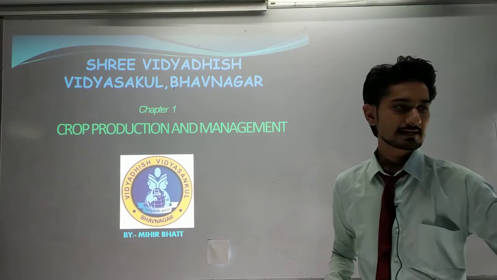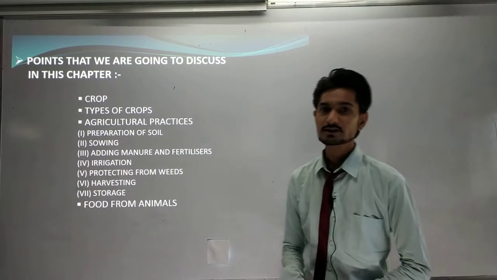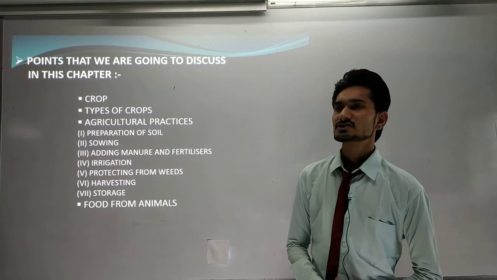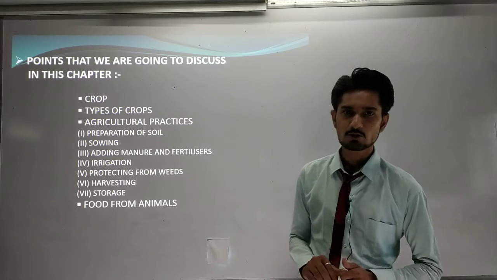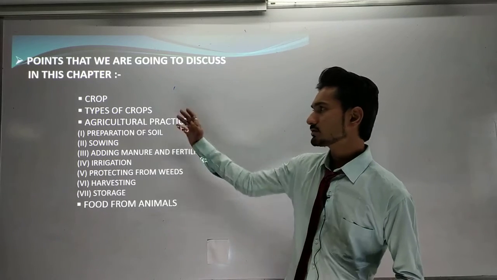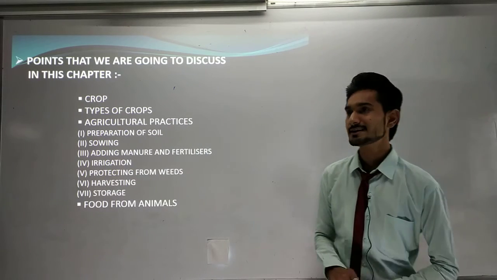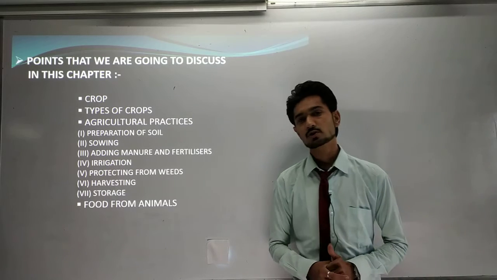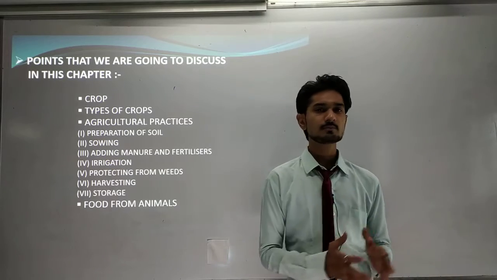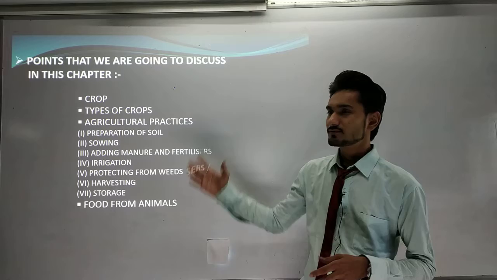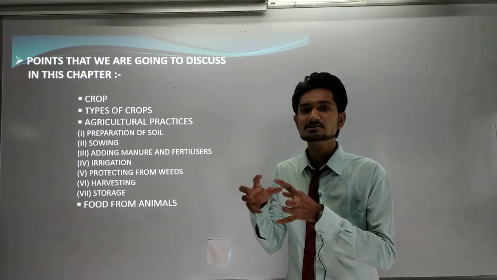Let us begin the recap with the topics. First we saw what a crop is. Generally the same kind of plant can be grown on a large scale, and that is known as a crop. Afterwards we saw the types of crops. Generally there are 3 types: Rabi crop, Kharif crop and Zaid crop. So we categorized crops on the basis of the seasons.